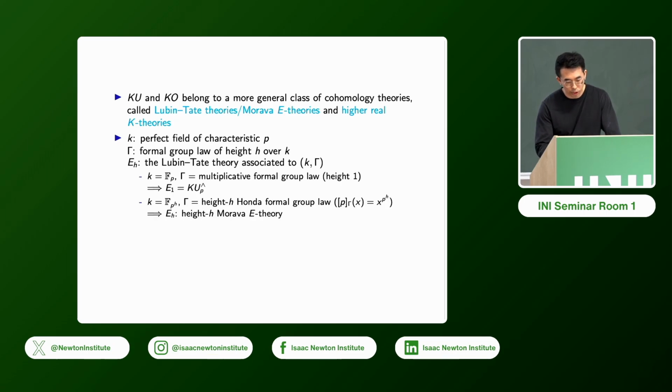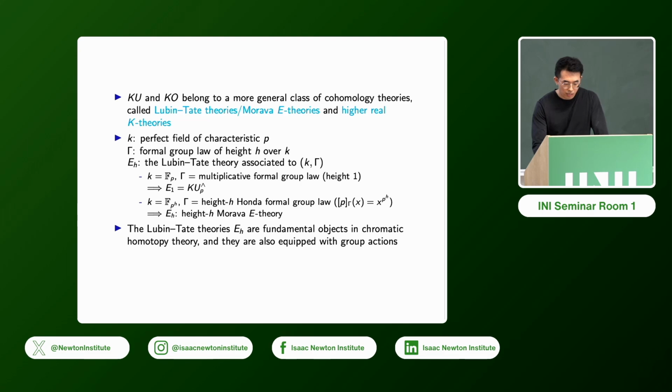Here are some examples. If K is F_p and Gamma is the multiplicative formal group law at height 1, then the Lubin-Tate theory E_1 I get is complex K theory, p-completed. At higher heights, if K is F_{p^h}, and Gamma is the height h Honda formal group law, then the E_h I get is commonly called the height h Morava E-theory. The Lubin-Tate theories E_h are fundamental objects in chromatic homotopy theory.